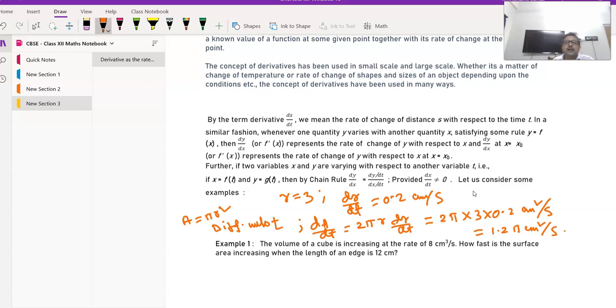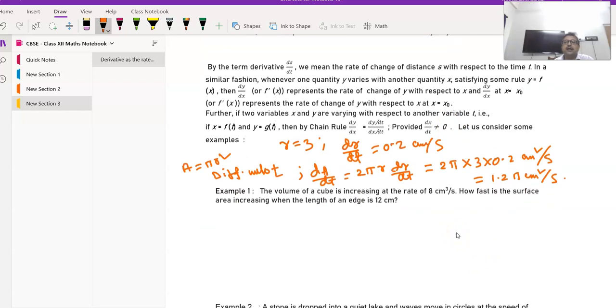Okay. Now the next problem: volume of cube is increasing at the rate of 8 centimeter cube per second. How fast is the surface area increasing when the length of the edge is 12? A cube, all of you know, has length equal to breadth equal to height. Its surface area and volume both are well defined terms. So when you take a cube into consideration whose length of side is equal to a, then its surface area is, you know, 6a square, and its volume you know, a cube.